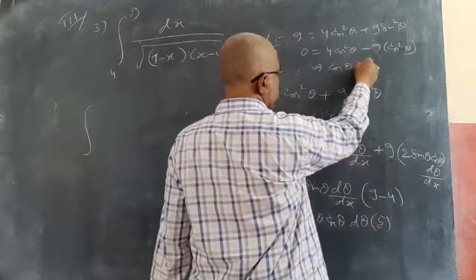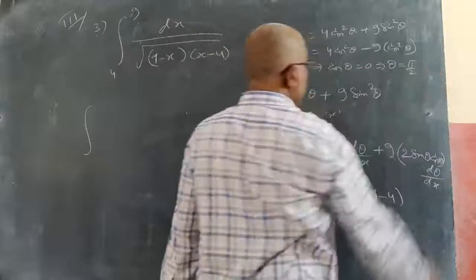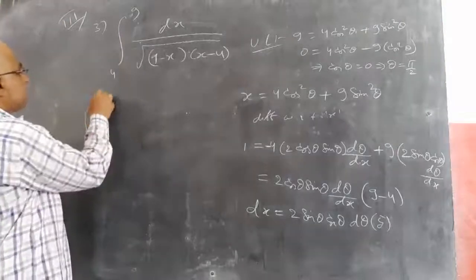Means cos theta equal to 0. When does cos become 0? Theta equal to pi by 2. So the upper limit is pi by 2.